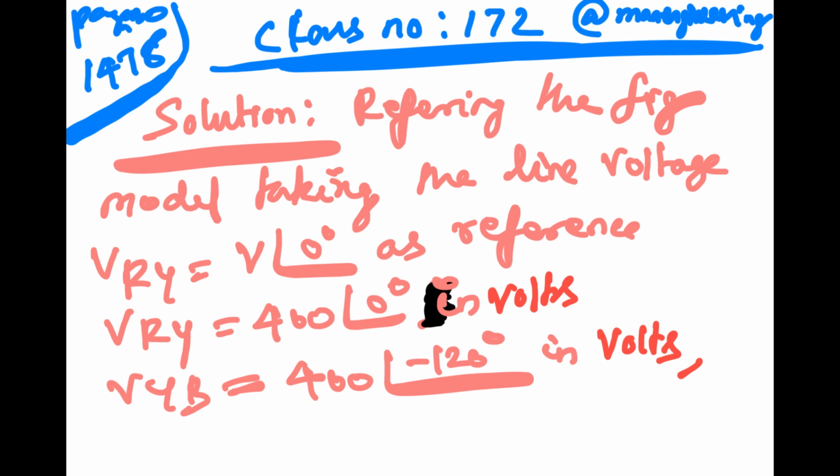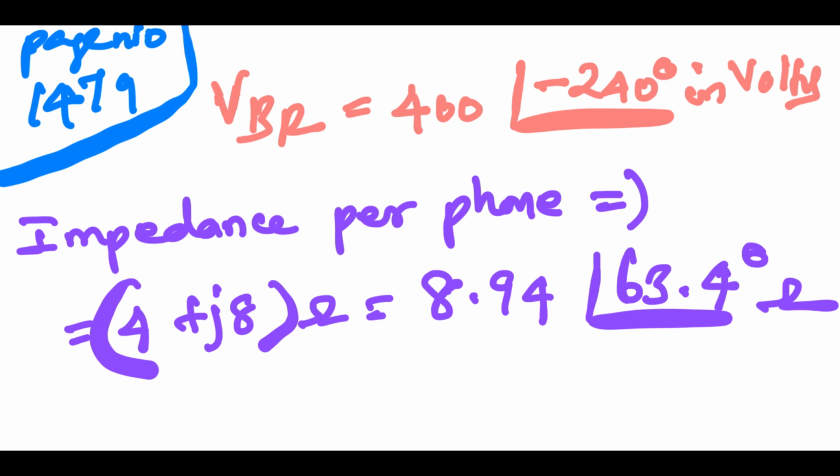Solution. Referring to the figure model, taking the line voltage VRY as V angle of 0 degree as reference. I already explained this in previous classes. So VRY is taken as 400 angle of 0 degree volts. VYB is 400 angle of minus 120 degree volts. VBR is 400 angle of minus 240 degree in volts.